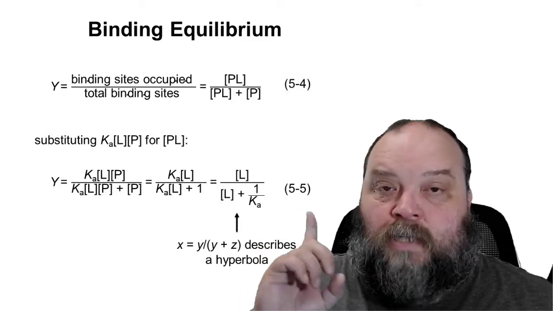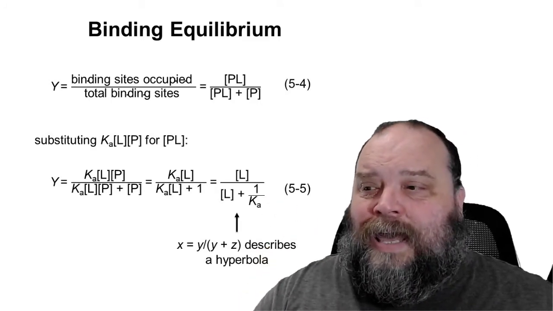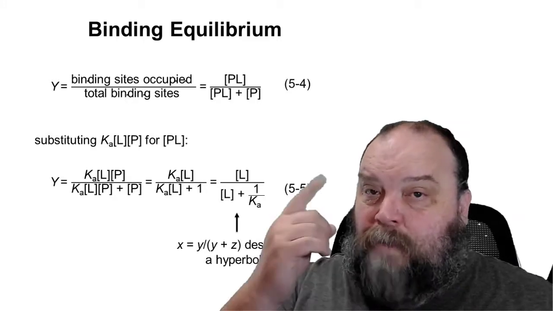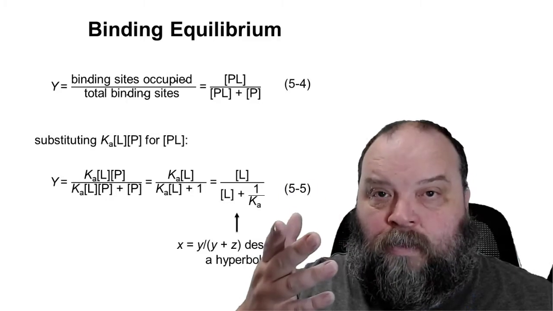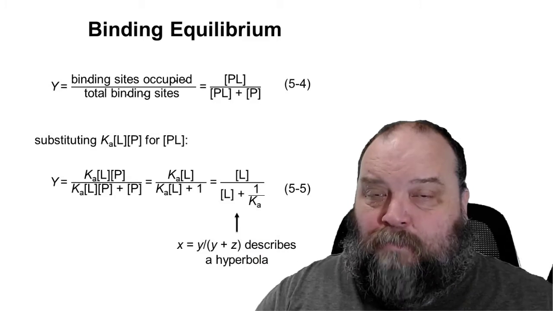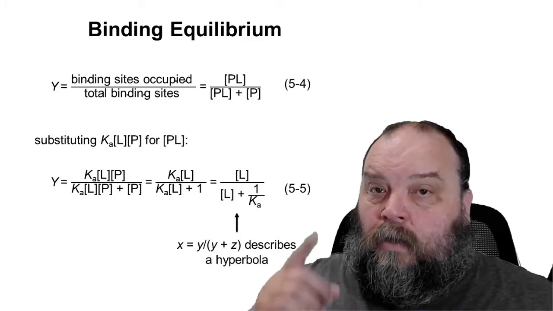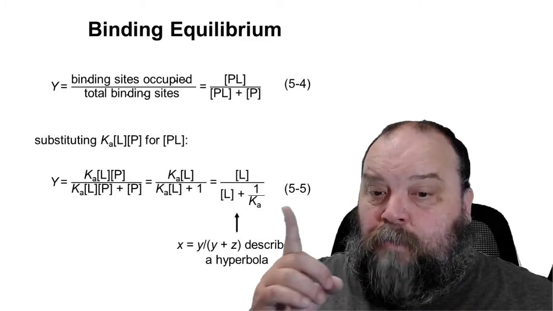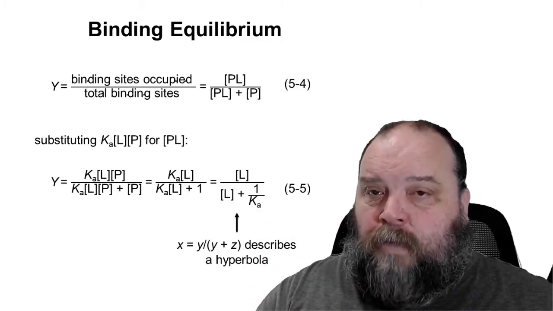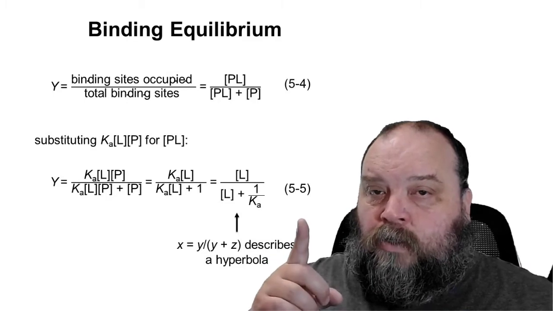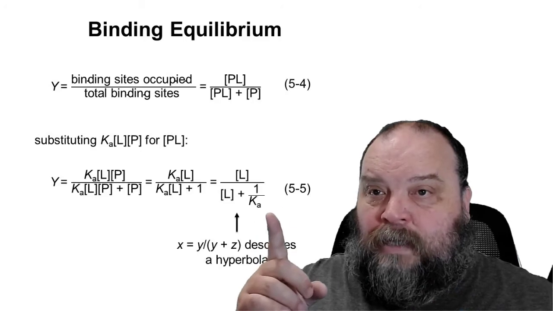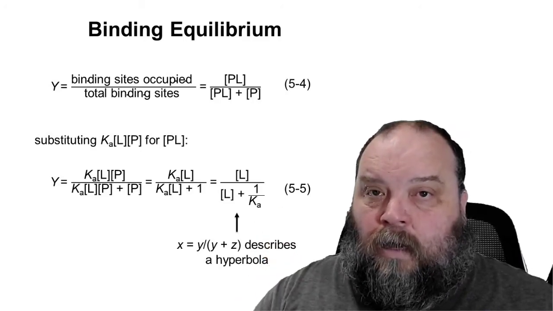As you see here, instead of Ka, we're now going to refer to this as Y. Y equals how many binding sites are occupied, what we think of as the concentration of PL, divided by the total number of binding sites. You'll notice the denominator is the concentration of PL plus the concentration of P. The concentration of P is the total binding sites, and the concentration of PL is how many of those binding sites are bound to ligand.